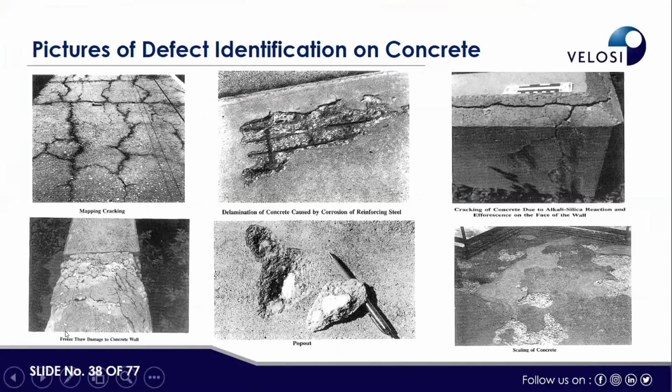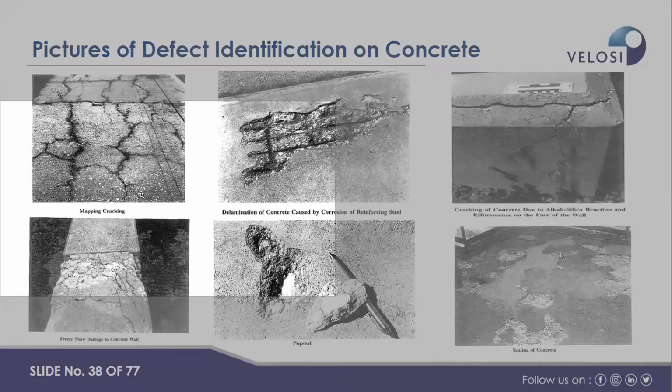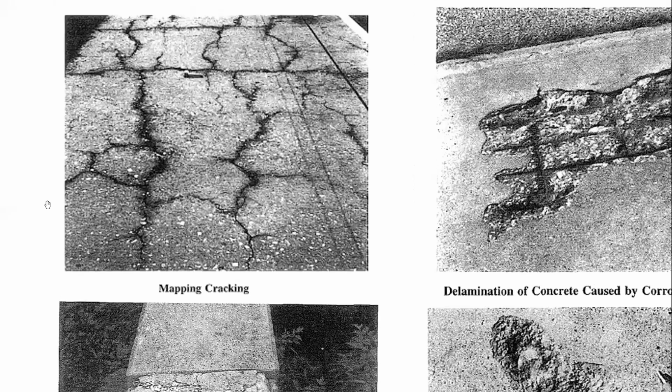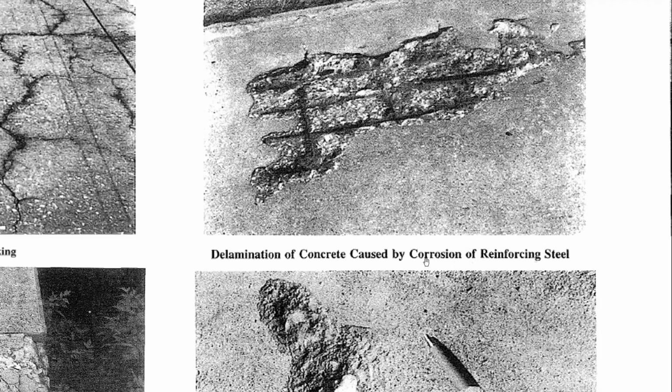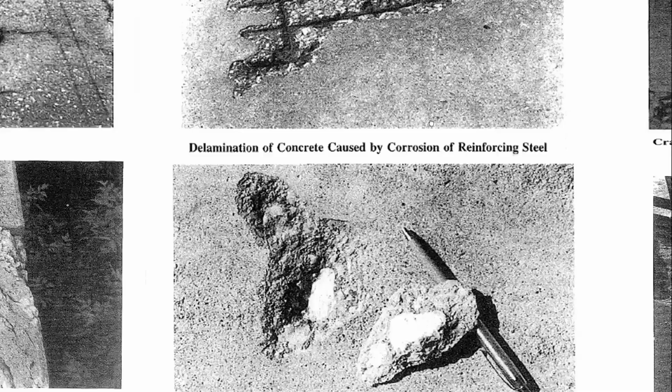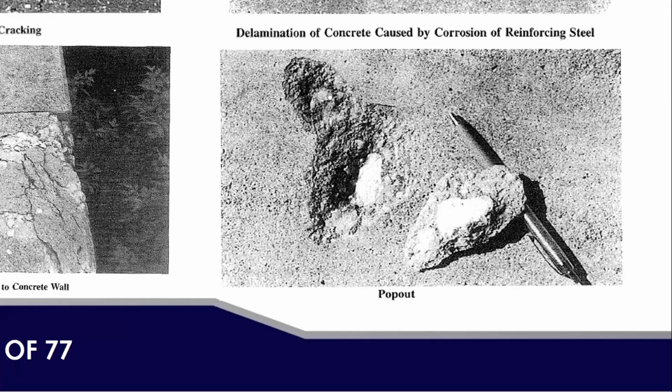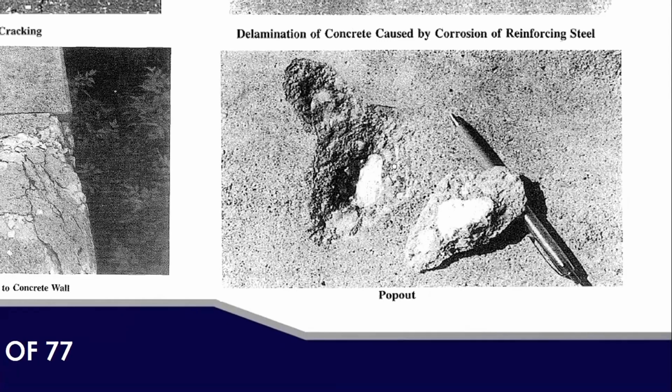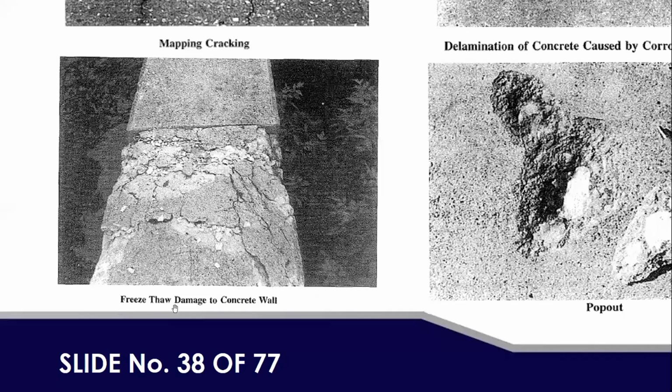Pictures, for example, if you see here, mapping of the cracking, then there is a delamination of concrete caused by corrosion of reinforcement. So if you can see it, this is one kind of defect. Then if you see here pop outs, where a part of the concrete is coming out of the basic concrete pattern. Then freeze thaw damage on a concrete wall, if you can see it. These are some of the defects which could be assessed and where sampling is required.